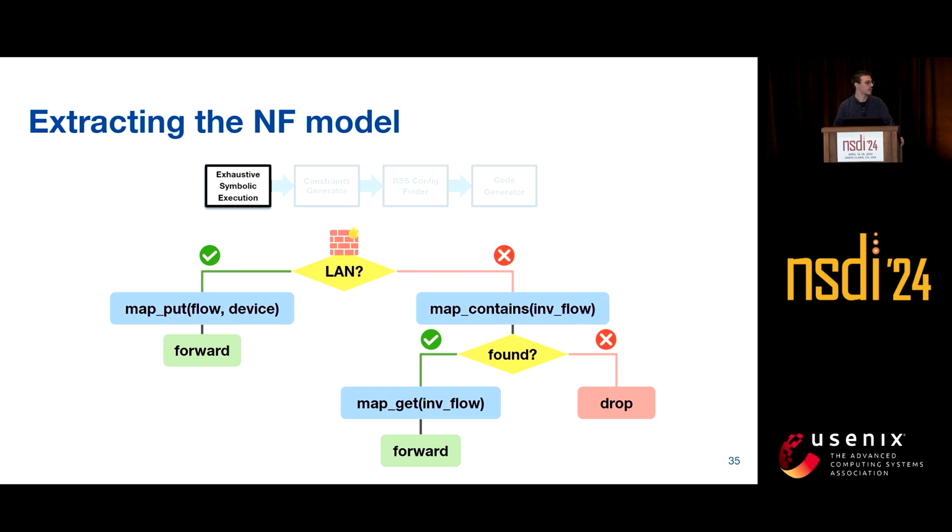So this is a depiction of the model of our firewall example. It starts by asking if the packet came from the LAN or came from the WAN. If it came from the LAN, then it stores that flow information using a map and forwards the packet. This is what happens to Alice's first packet. If the packet came from the WAN, then it checks if the inverted, symmetric flow information is stored in that map. If it is, it forwards the packet, which is what happens to Bob's reply to Alice. If it does not find it, then it drops the packet altogether, which is what happens to these packets.